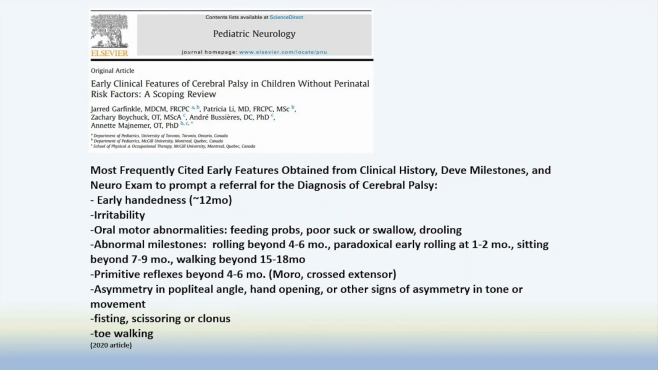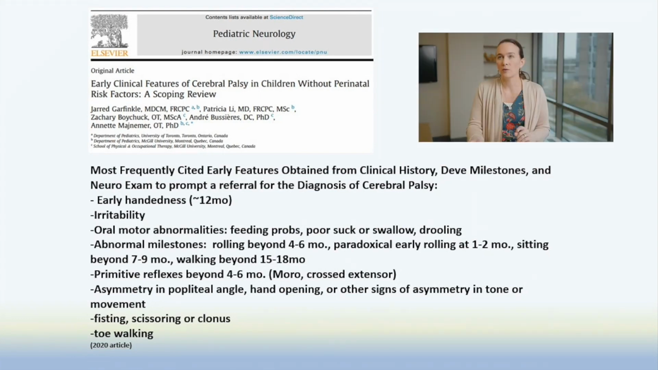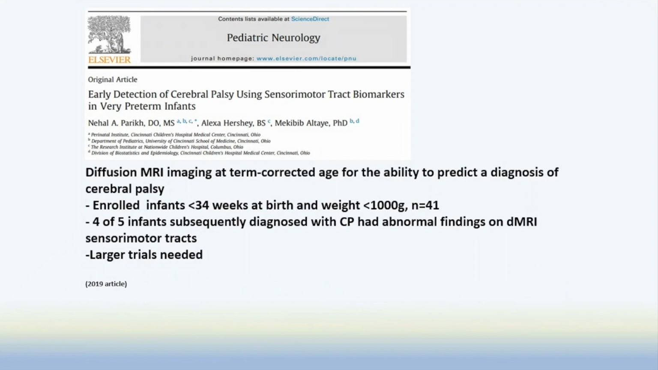Primitive reflexes could be persisting. There can be asymmetry in how hamstrings and legs are stretching, how hands are opening, or other signs that would indicate asymmetry in muscle tone and movement. Along with, again, they note fisting, scissoring, clonus, and toe walking. So this would be somewhat more of a guide for primary care providers or providers that are not trained in general movement assessments and HINE, other ways to be watching for children that might be at risk of cerebral palsy.